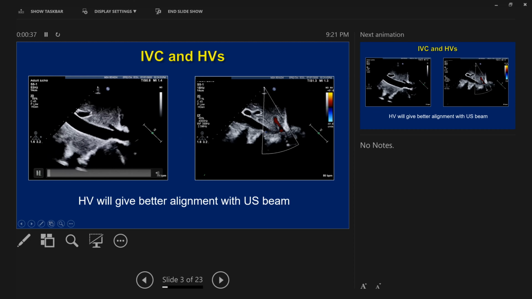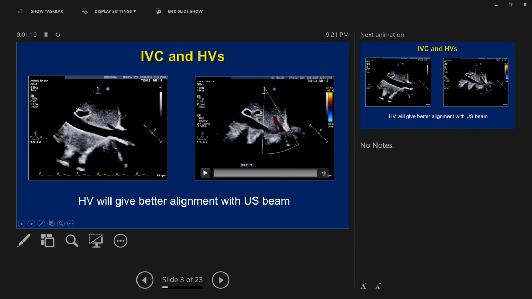So the reason is we interrogate the hepatic vein because of the alignment. It is aligned very well with the ultrasound beam. This is the probe from Philips. This is our probe at the subcostal view. So the reason for interrogation of the hepatic vein and not the IVC is the good alignment with the ultrasound beam. This is the reason.